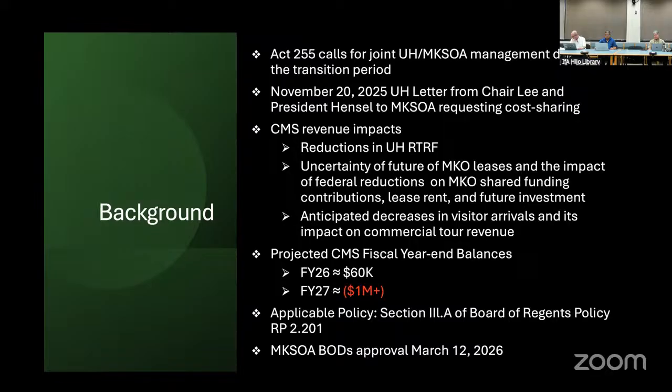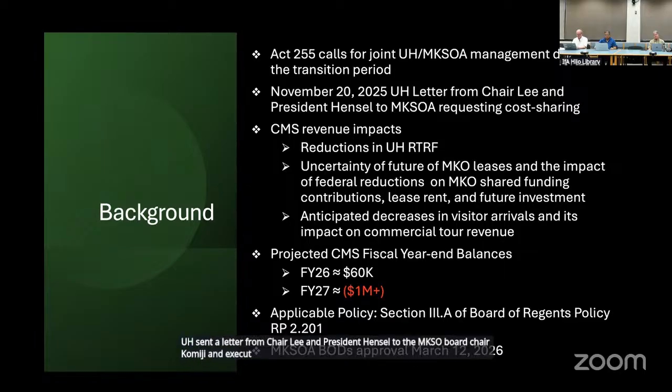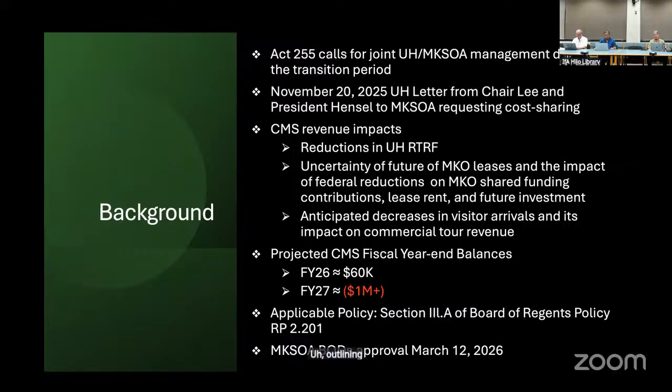In November of 2025, on November 20th, 2025, UH sent a letter from Chair Lee and President Hensel to the MKSOA Board Chair Komeiji and Executive Director DeFries, outlining, among many other things, a request for cost sharing. So that added some impetus to the whole discussions that we've been having.